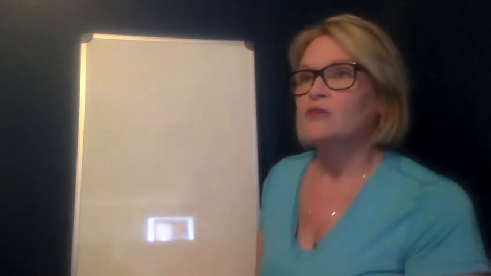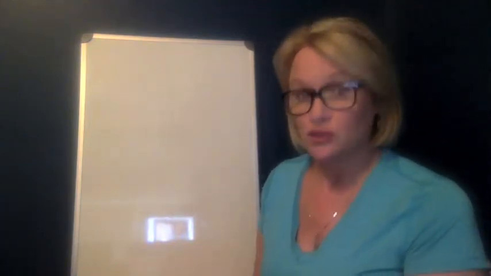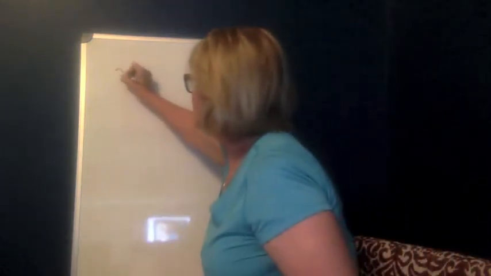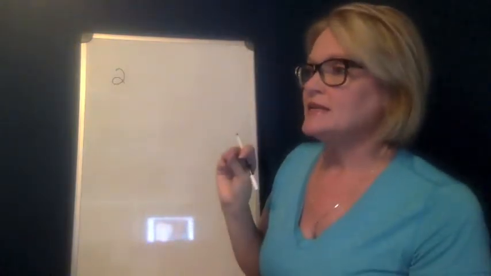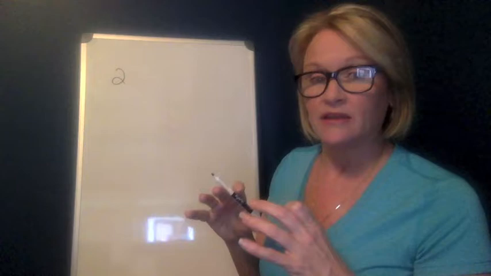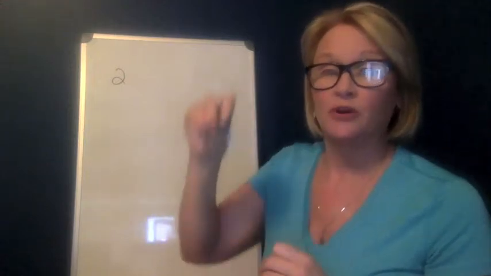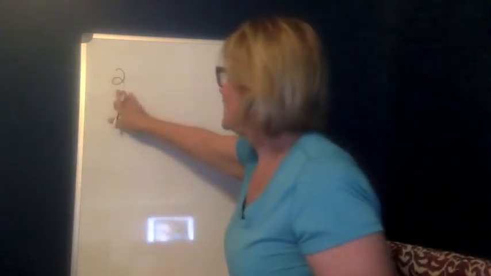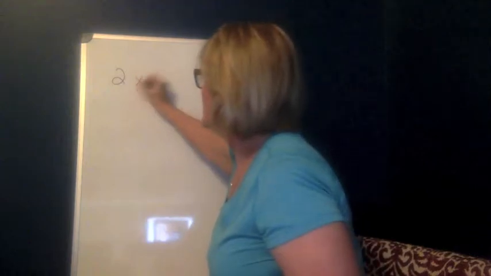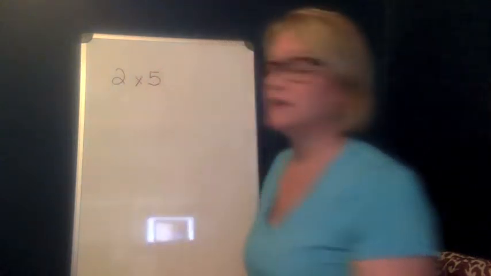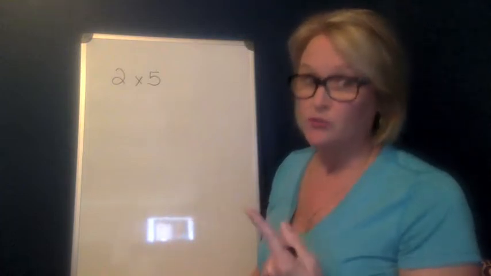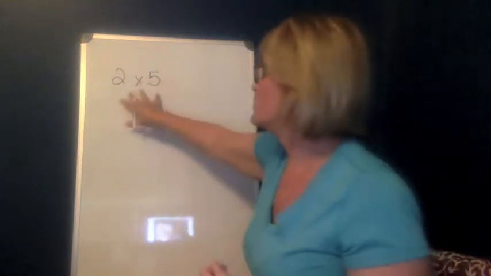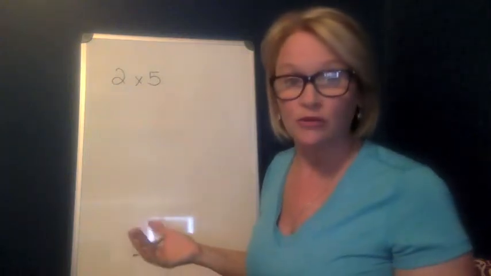Well, each of the students brought me 2 packs of circle magnets. So there's 2 packs of magnets. Each student brought me 2. And inside those packs of magnets, there were 5 magnets per pack. 2 packs per student times 5 magnets per pack. So if one student brought me 2 packs with 5 magnets in it, I would have had 10 magnets total.